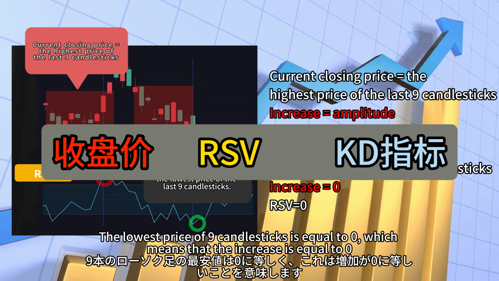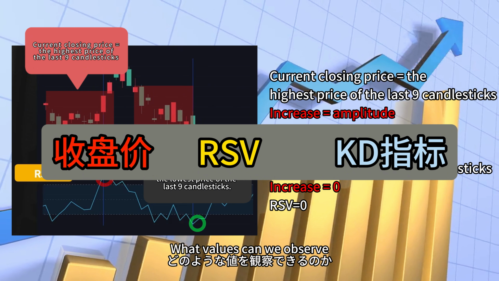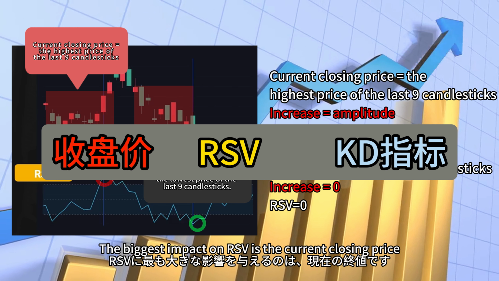The lowest price of 9 candlesticks is equal to 0, which means that the increase is equal to 0. The result of the RSV calculation is equal to 0. What values can we observe? The biggest impact on RSV is the current closing price.